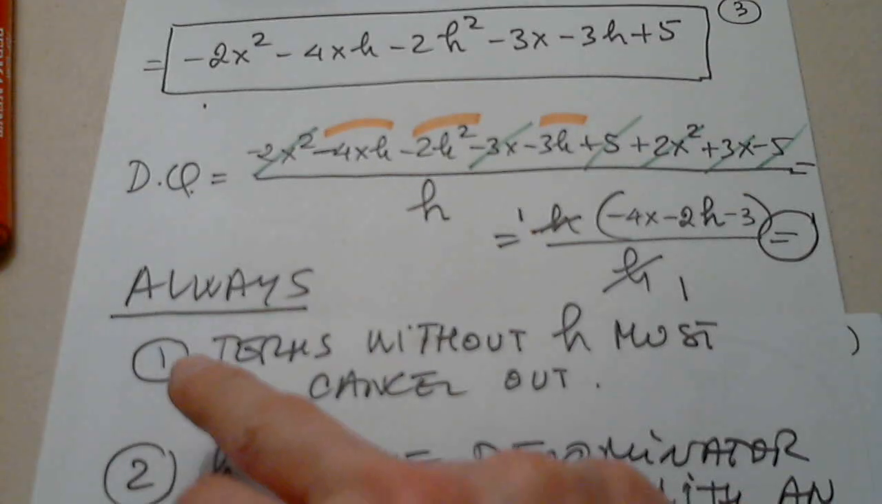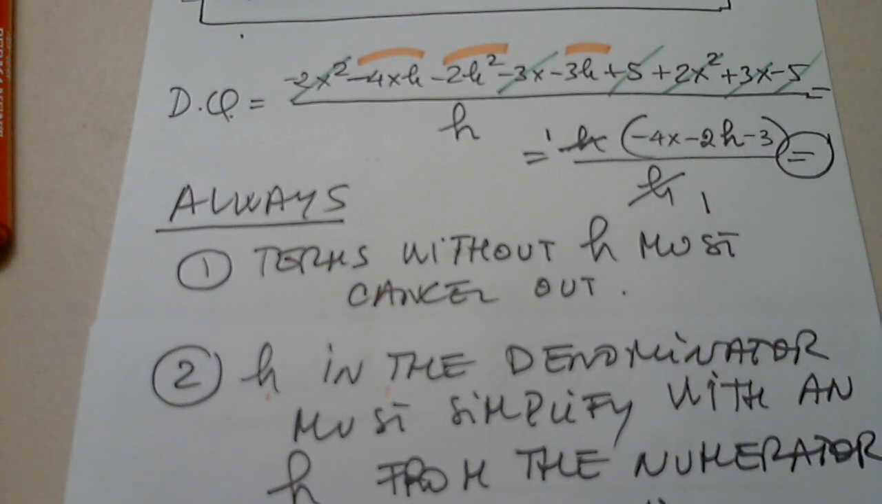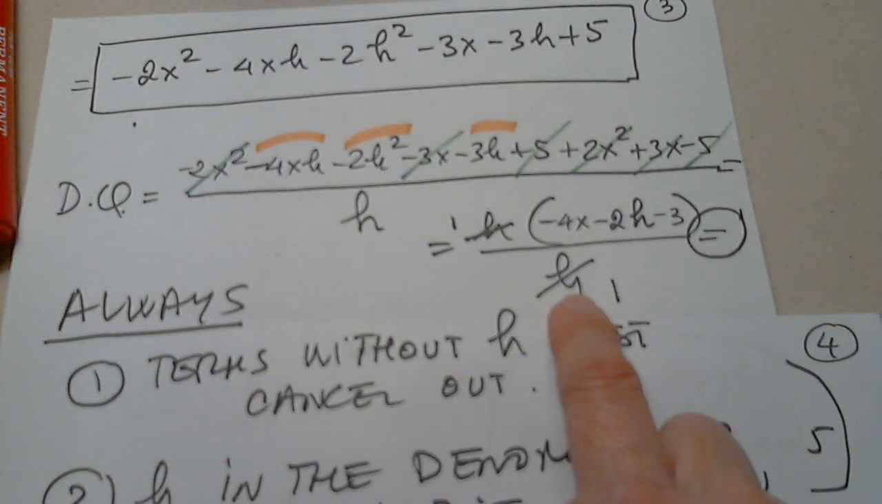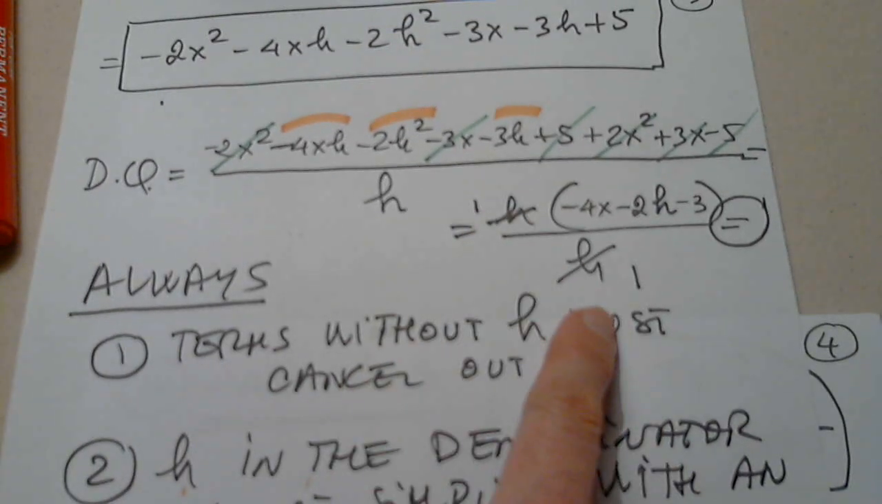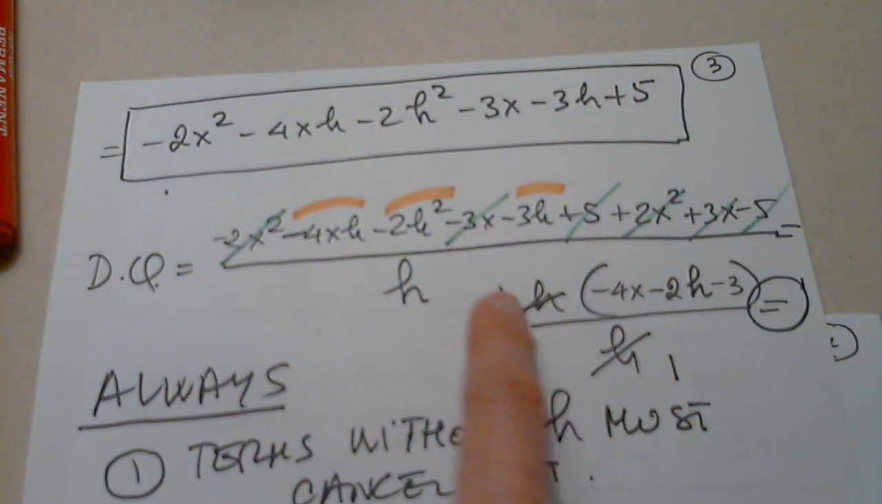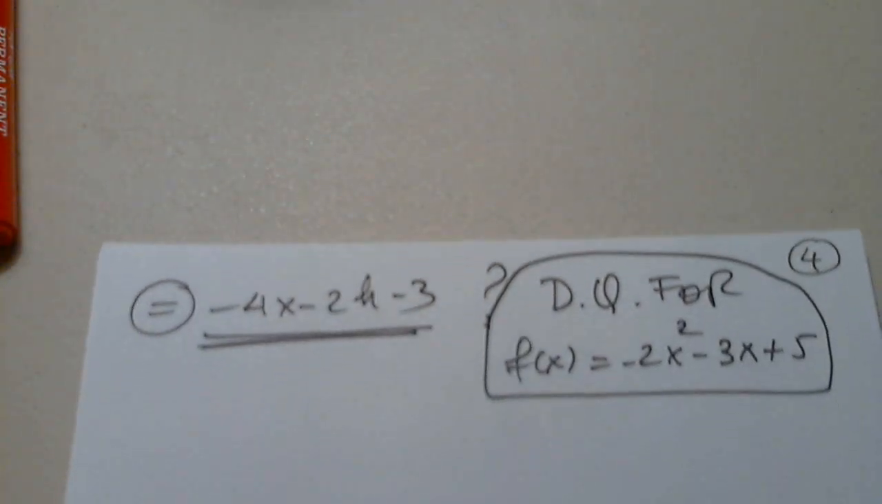So these two have to happen. Terms without age must cancel out, and age from the denominator must go away. Notice that there is an age still left in the expression, which is okay, but it's not this one from the denominator. This is the second step. In the second step, this age must go away. There is still an age left in there. That's okay, but it's not this one. This one was simplified.